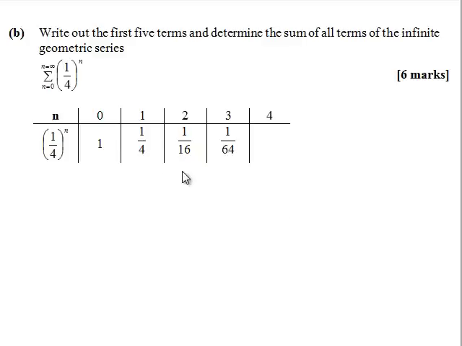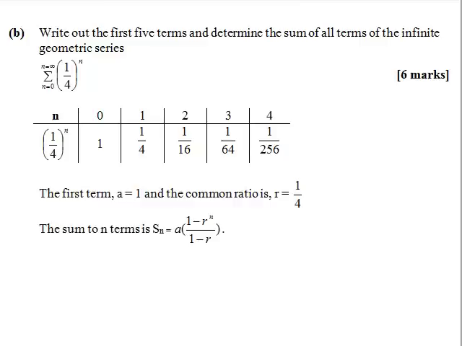And a quarter raised to the 4th power is basically this squared, and 16 squared is 256, so that's going to be 1 over 256. So we can see the first term is 1, and the geometric ratio, the common ratio, is a quarter. The sum to n terms is given by that expression there. Then as n gets bigger, r to the n gets smaller. Just look here, as n is going up, r to the n is going down.